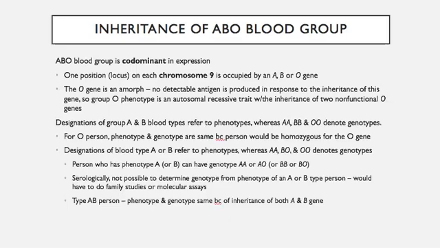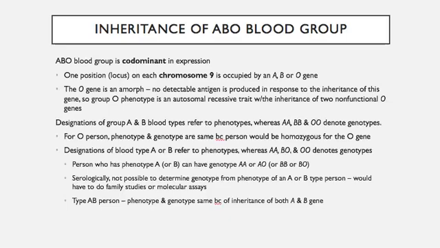Designations of group A and B blood types refer to the phenotype, and phenotype is the outward or physical expression of the genotype. Examples of genotype would be AA, BB, OO. For a group O person, the phenotype and the genotype are the same, because the person would have to be homozygous for the O gene. Remember, because O is recessive, we have to have 2 copies of it, meaning homozygous, for that person to phenotype as a type O person.